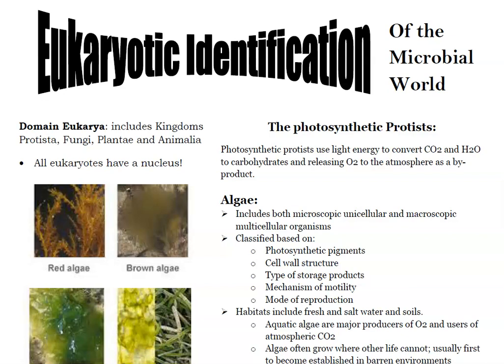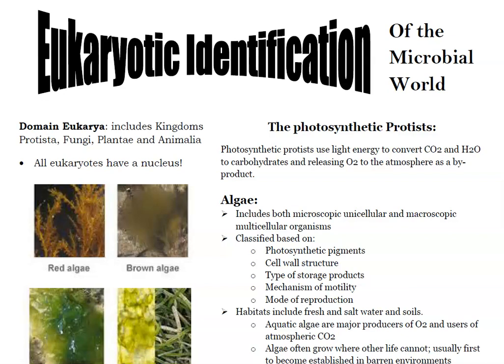Photosynthetic protists use light energy to convert carbon dioxide and water into carbohydrates, which is their sugar, it's their food, and they release oxygen to the atmosphere as a byproduct, just like plants do. Algae are going to include both microscopic unicellular and macroscopic multicellular organisms. They're classified based on their photosynthetic pigments, the structure of their cell wall, the type of storage products they have, how they move around, their mechanism of motility, and how they reproduce.